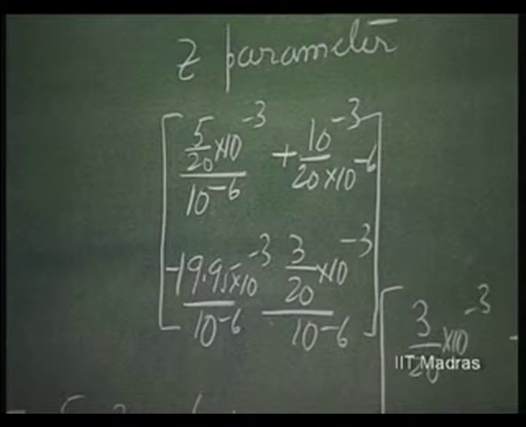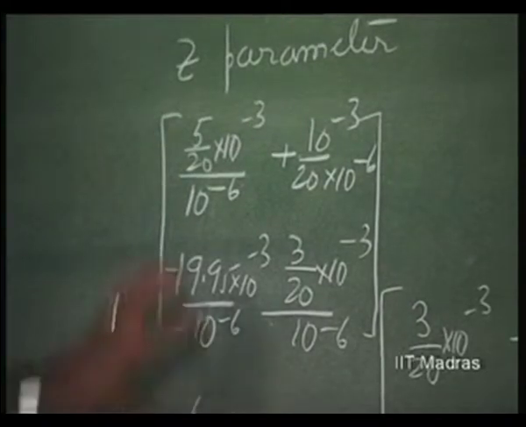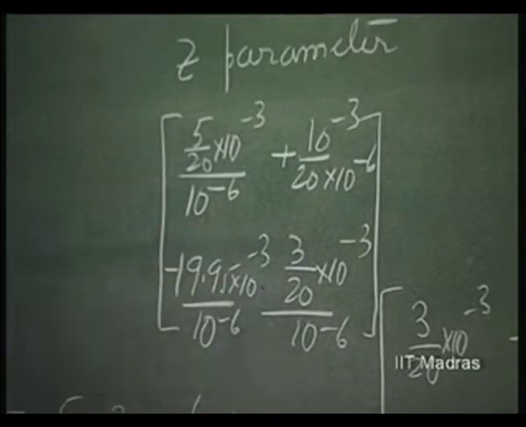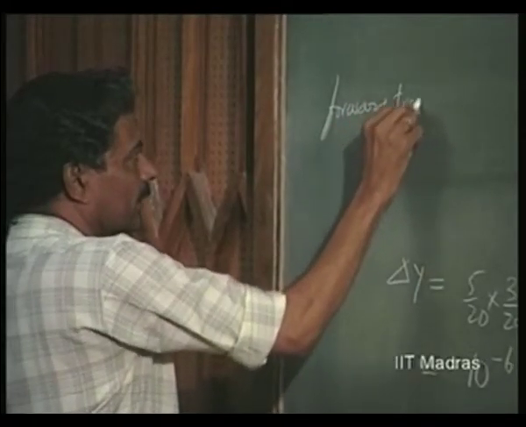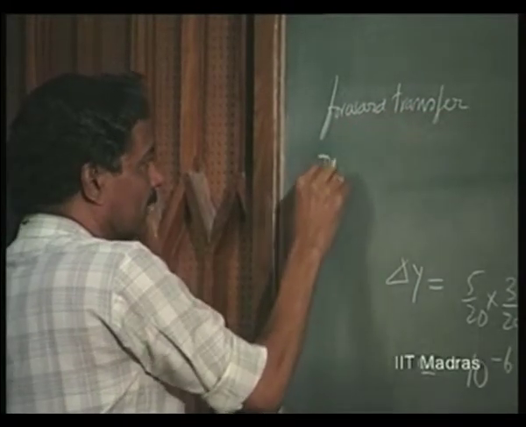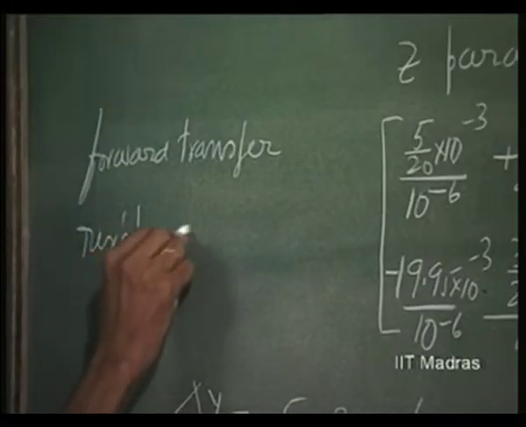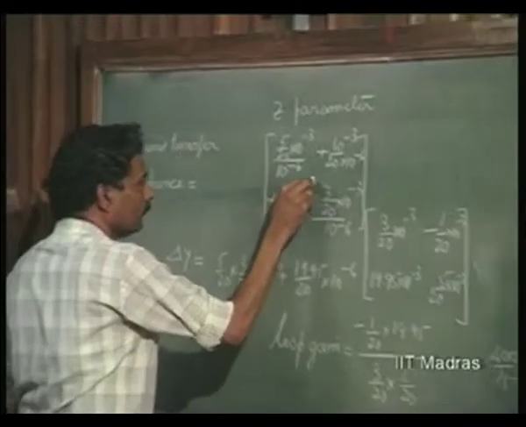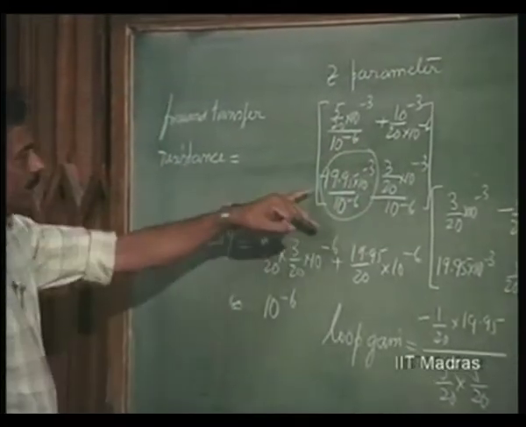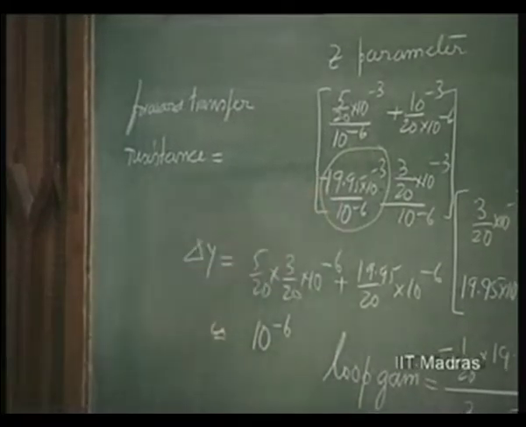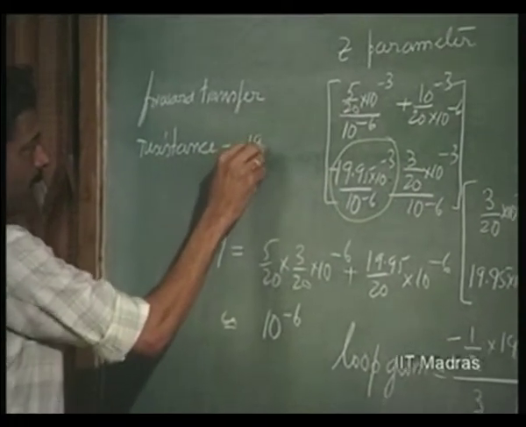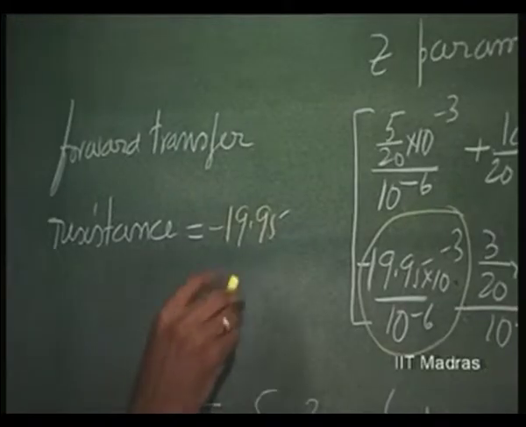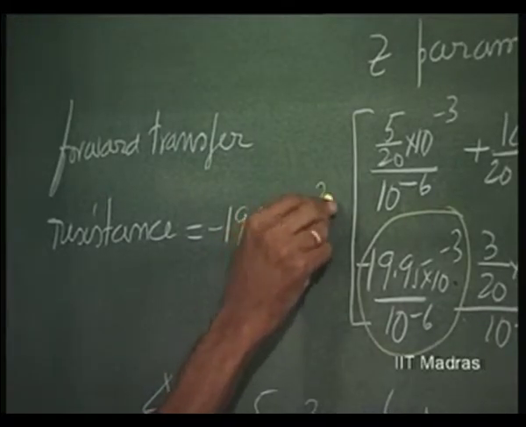So, out of this now what is asked is first the forward transfer parameter, that is straight away here. So, the forward transfer resistance now is equal to this. So, it is about minus 19.95 into 10 to the power 3.